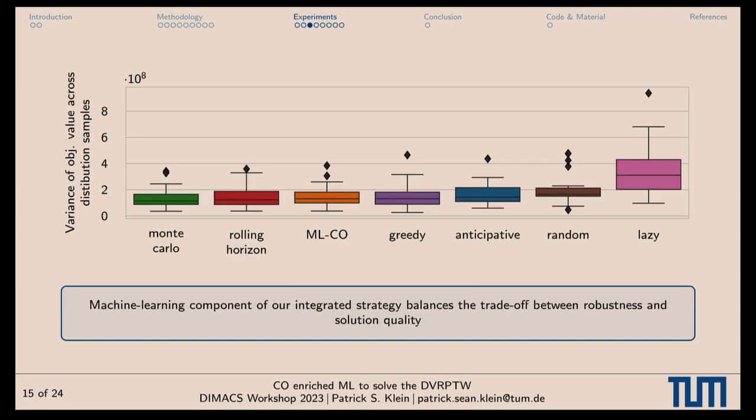Now, concerning the variance of our objective value across different distributions or different samples of the same distribution, we see that the Monte Carlo and rolling horizon policies actually outperform our MLCO pipeline, even though our MLCO pipeline actually produces a better overall objective value. So this indicates that the machine learning component in our integrated strategy manages to balance the trade-off between robustness, which this variance is a proxy of, and the solution quality.